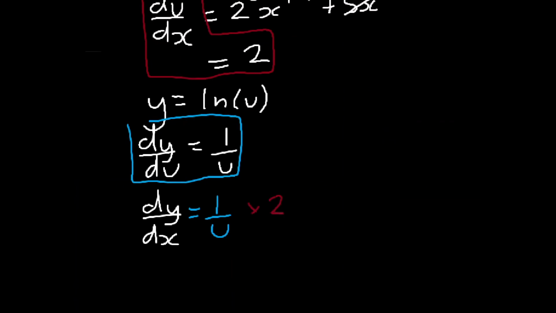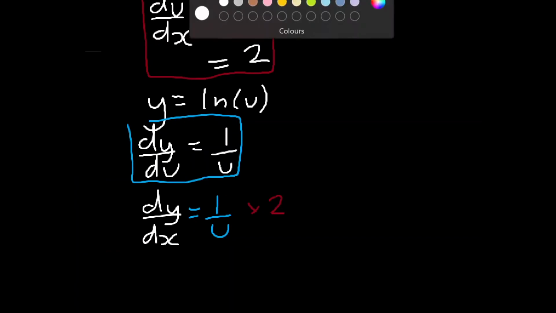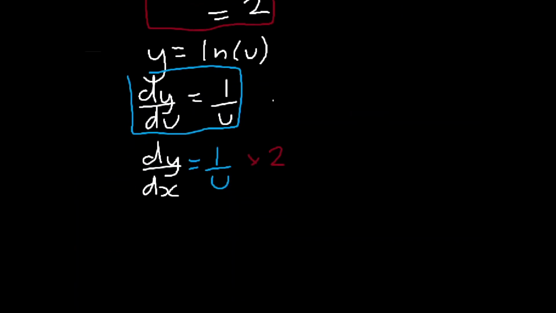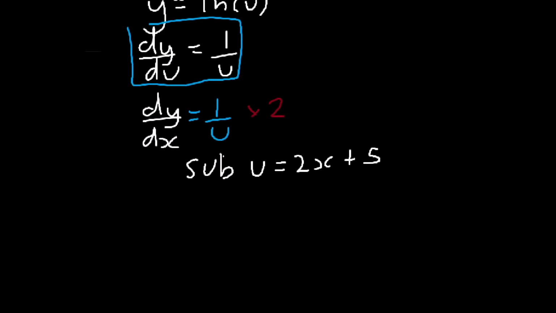But now we need to substitute in that u is equal to 2x plus 5. So we need to just sub u is equal to 2x plus 5 back into our equation. Okay, and there we go. We can get it back to say 2 all divided by 2x plus 5. That's almost the question done.